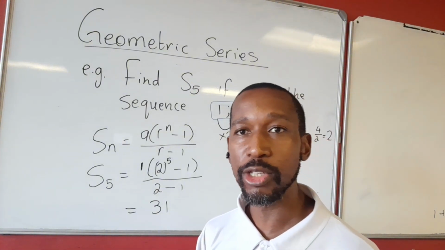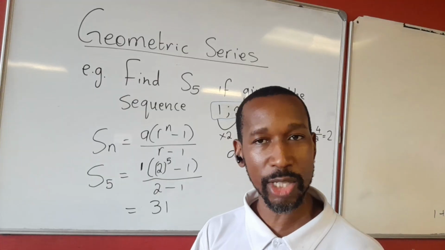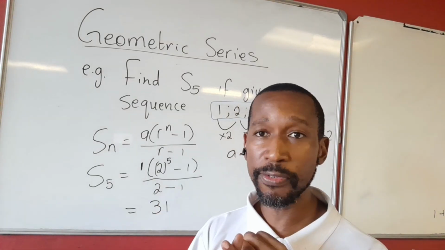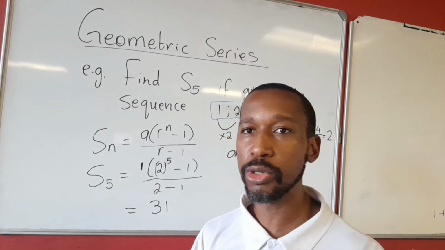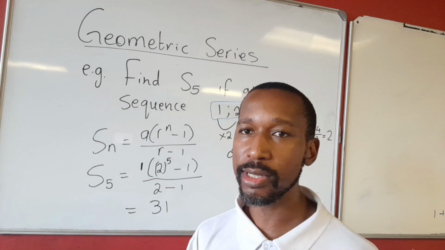So this is how we find the geometric series. Again, for the geometric series and sequence, both of them, you need your first term and you need your ratio. Once you get those two, you're done. Plug it into the formulas and they do the job for you.